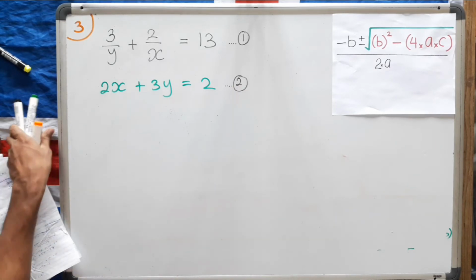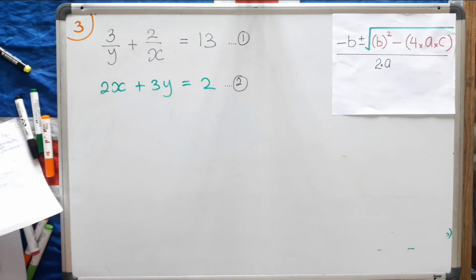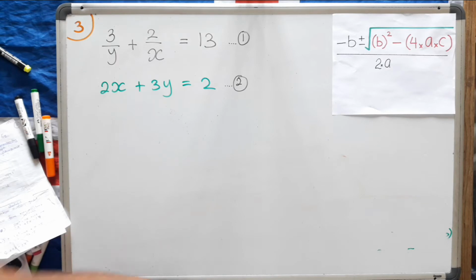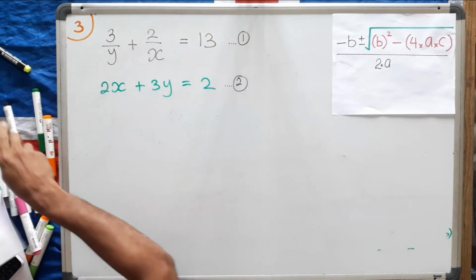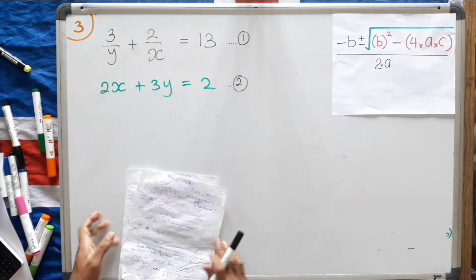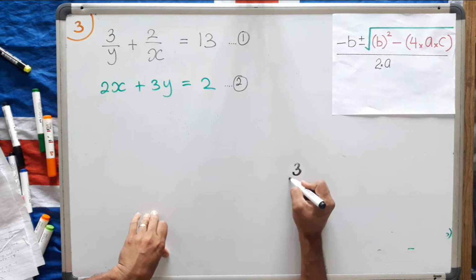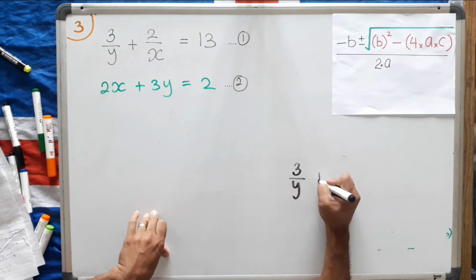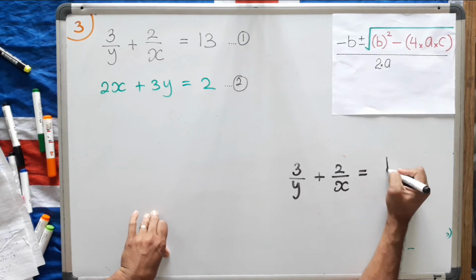First of all, I am really not comfortable with how equation 1 looks. That can be pretty intimidating. So I'm going to pull equation 1 aside and try my best to simplify it, make it look a little better. So I have 3y plus 2 over x is equal to 13.